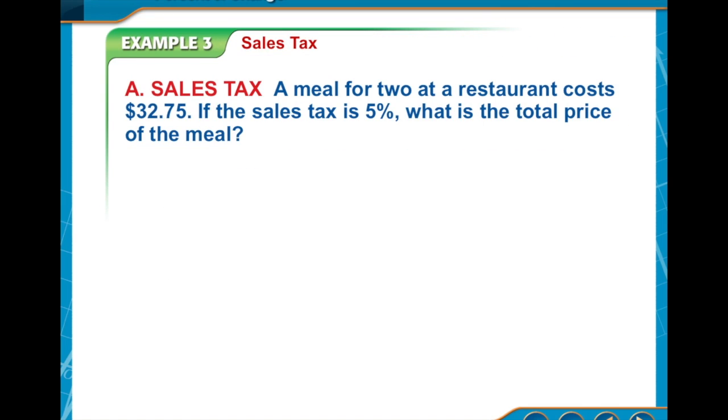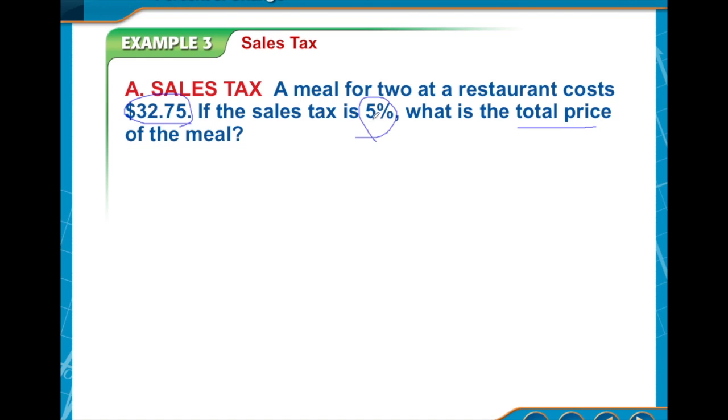Now our third type of example for today is about sales tax. So sales tax is what states charge whenever you buy something. Okay, so in this case, the sales tax is 5%. Now, it differs in different locations, but for this example, we'll just say it's 5%. So 5% is our sales tax. A meal for 2 at this restaurant is $32.75. Now, the sales tax is an additional fee on top of whatever the restaurant or business charges you to have their product. So $32.75 plus 5% of that is going to be our total price.